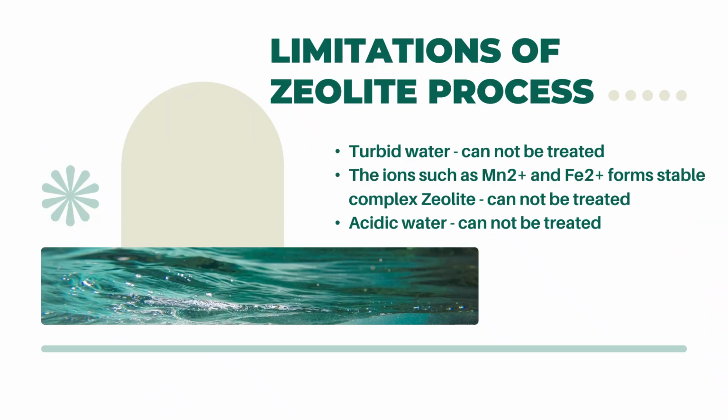These are the limitations of the zeolite process. First one, if the water is turbid, then the turbidity causing particles clog the zeolite pores in the bed, making it inactive, so turbid water cannot be treated. The second one, ions such as manganese and ferrous form a stable complex with zeolite, which cannot be regenerated easily, as both metal ions bind strongly and irreversibly to the zeolite structure. So, water containing these kinds of ions cannot be treated. The third one is that acidic water cannot be treated. The acid will hydrolyze the SiO2, forming silicic acid. So, any acid present in water should be neutralized before admitting the water to the zeolite plant.